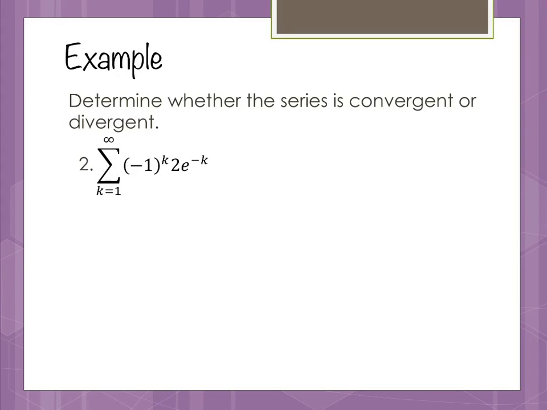All right, let's take a look at this one. This one says to determine whether the series is convergent or divergent, just like the directions from before. It is alternating, right? Yeah, it's alternating. So we are going to be looking at the limit. Agreed? So this will be the limit as k goes to infinity of 2e to the negative k, or I'll write it as 2 over e to the k.